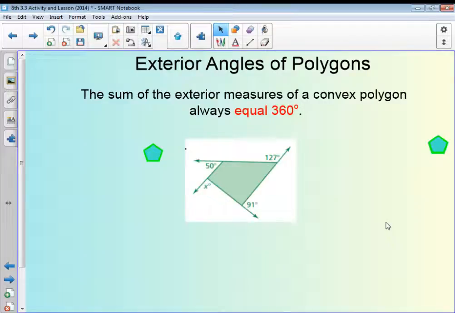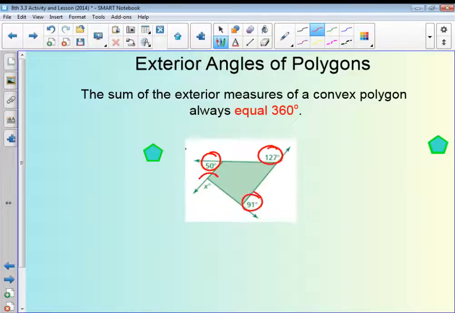Okay, they will always equal 360. It does not matter the number of sides that are on that polygon. So when I look at this, the angle measures that I have on the outside are 50, 127, 91, and X. So when I add those four together, they are going to equal this 360 degrees. So I'm going to go ahead and write down what I see. 50 plus 127 plus 91 plus X equals 360 degrees.